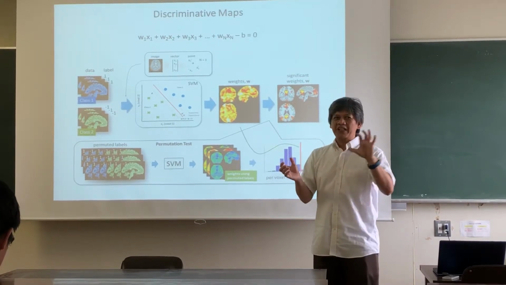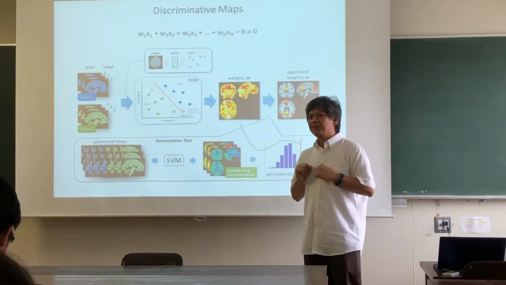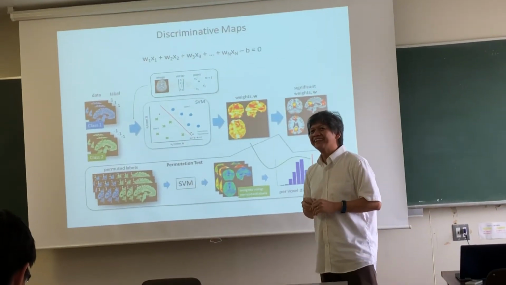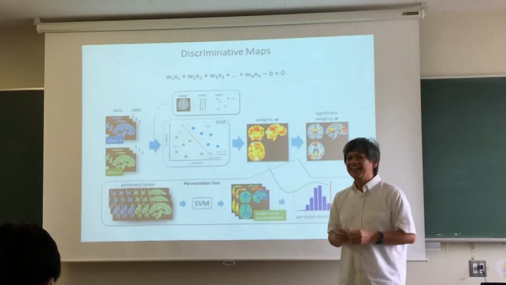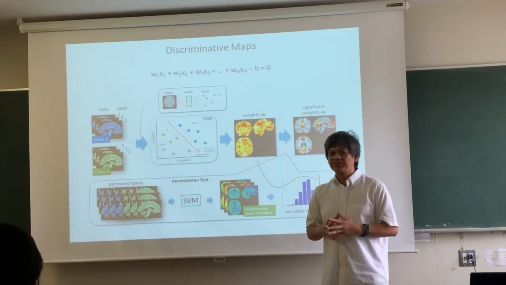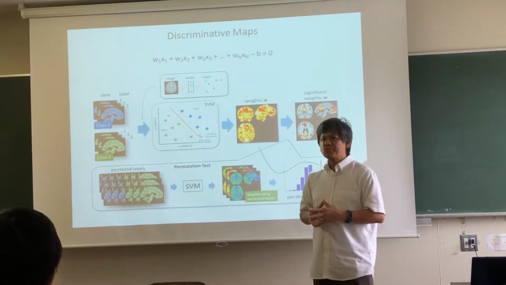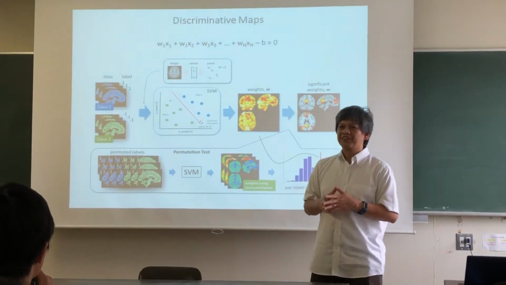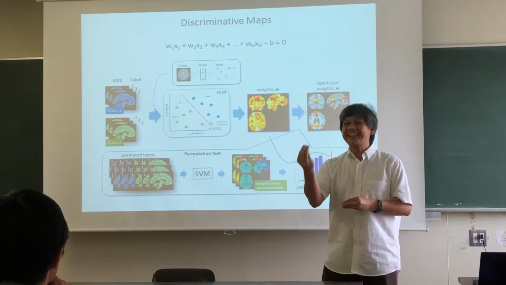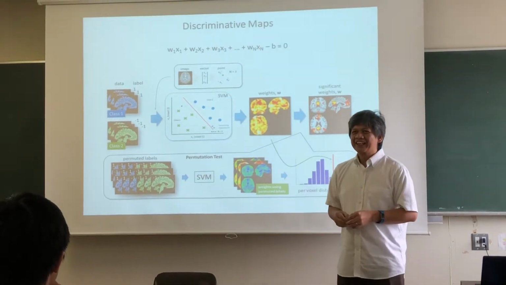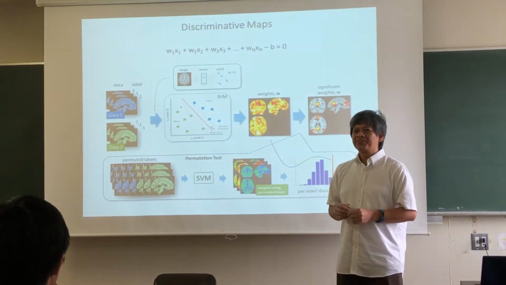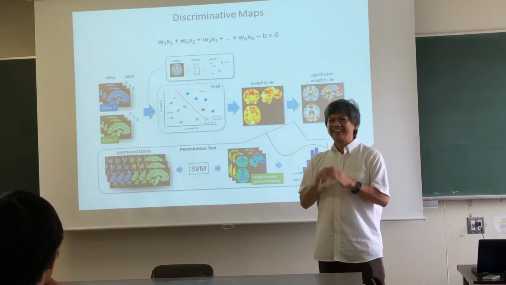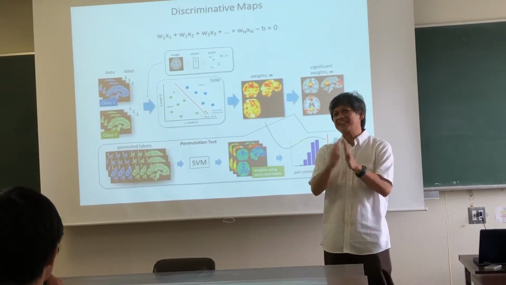Even if there is no relationship between the input and the output. You mean that you train this SVM with the different levels? Yes. You construct several models, and then you get the activity of the voxel, the weights in the voxel. Yes, the voxel weights and the distribution of those weights are considered as a null distribution, when there is no relation.